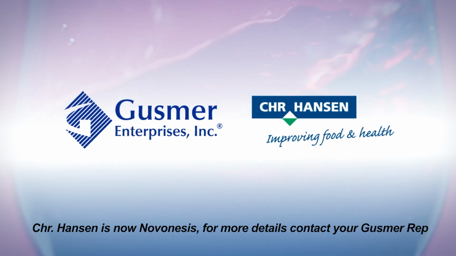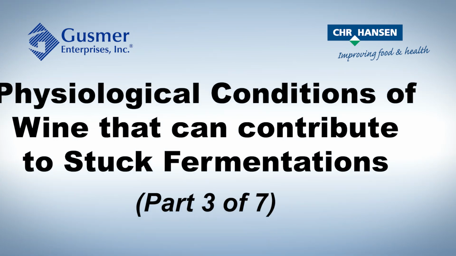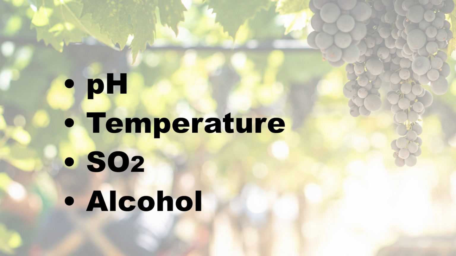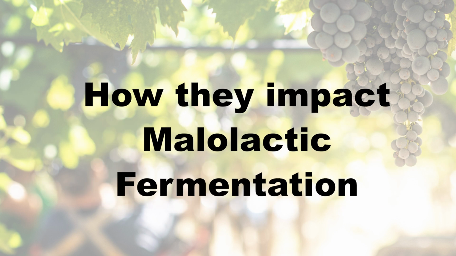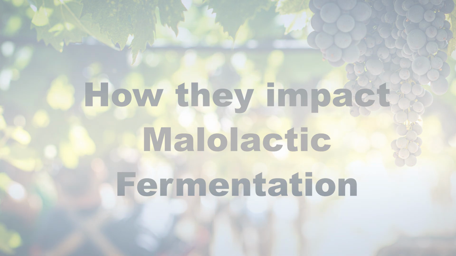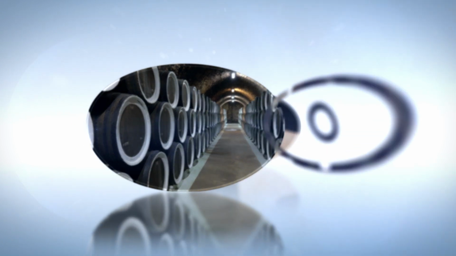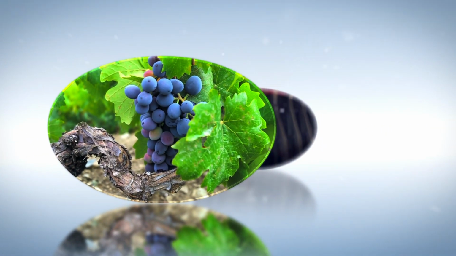Welcome to part 3 of this 7-part video series on troubleshooting stuck malolactic fermentations. In this video, we will be focusing on the physiological conditions of wine that can contribute to stuck fermentations. We will explore factors such as pH, temperature, SO2, and alcohol, and how they impact malolactic fermentation. Join us as enologist and senior application scientist Duncan Ham from Hansen shares insights and strategies to overcome these challenges.